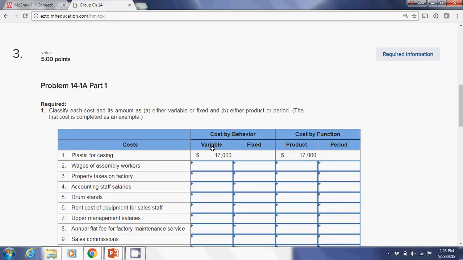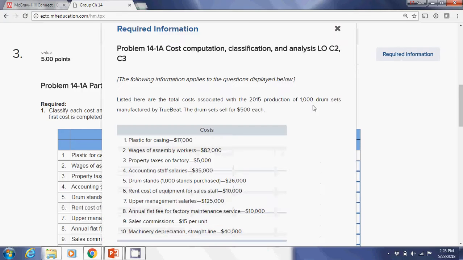And then it says by function, is it product or period? Well, if you recall from the lecture, anything that happens in the factory is product. Anything that happens outside the factory is period. Where do we install plastic for casing? I think we probably do that in the factory. So that cost is going to be a variable product cost. If you haven't seen this yet in Connect, if you're new to Connect, you can get the required information right here just by clicking this so you can see it quickly.